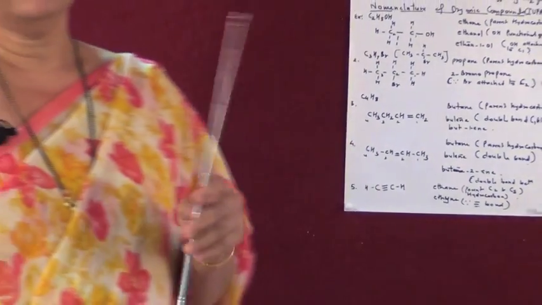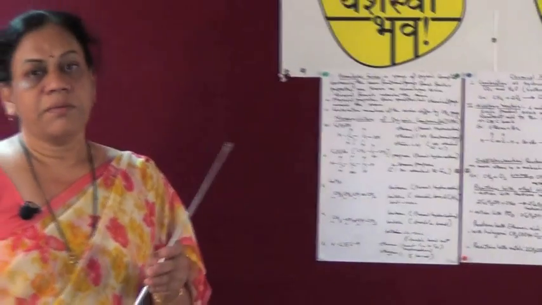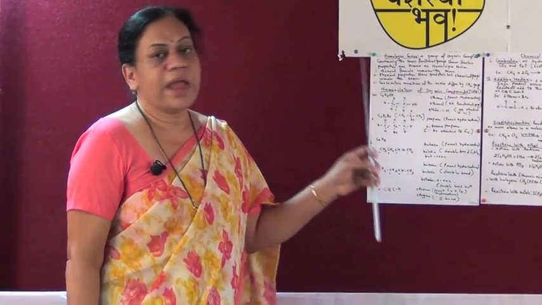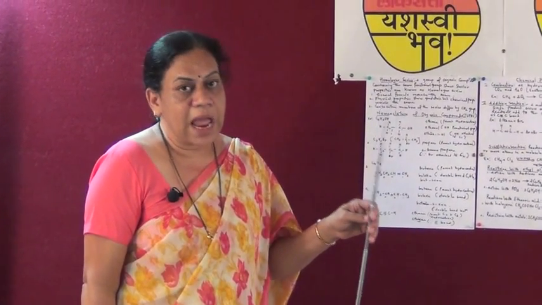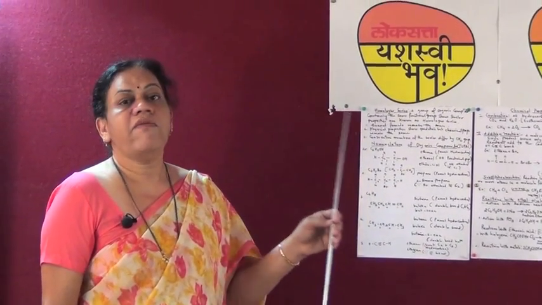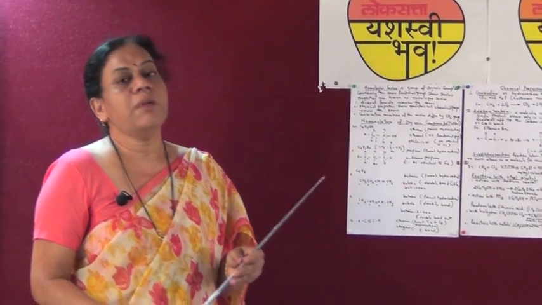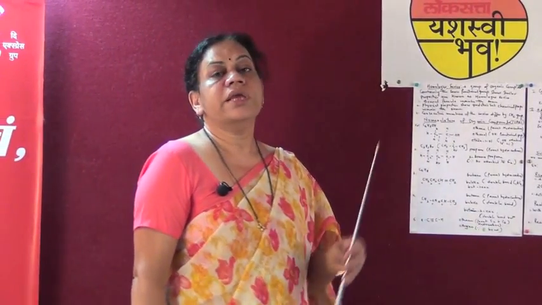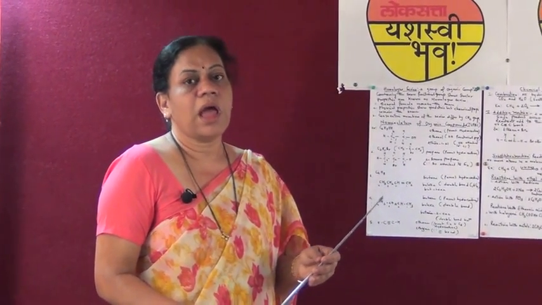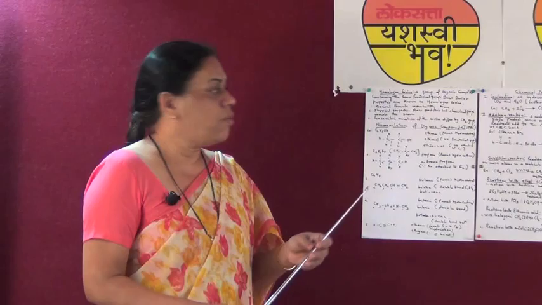Basically, for the nomenclature, first you identify the parent hydrocarbon by counting the number of carbon atoms. Next, identify the functional group or the double bond and the triple bond, and third, the location of the functional group and the double bond and triple bond.